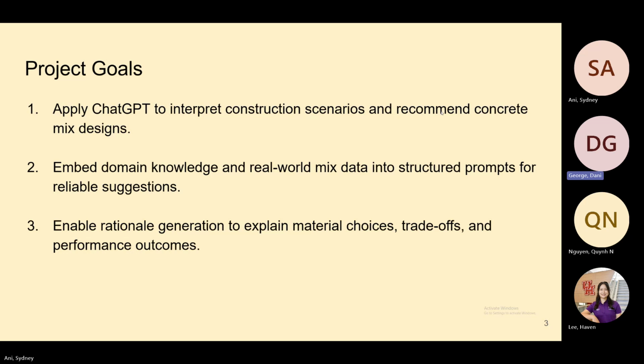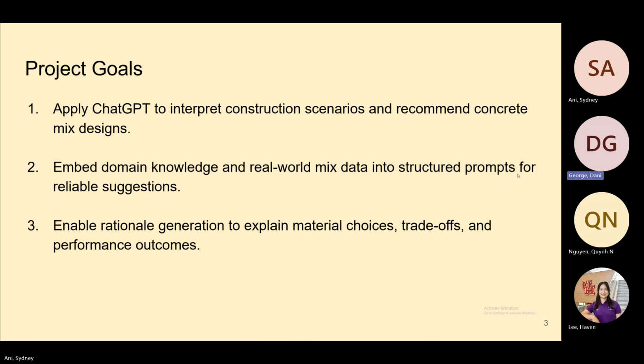Okay. So our main project goals, one, we wanted to apply ChatGPT to scenarios that can assist in concrete mix design. Specifically, we wanted to create a system where users can describe their construction scenario, like needing a high strength mix for a coastal foundation, and have ChatGPT interpret that and recommend a suitable mix.